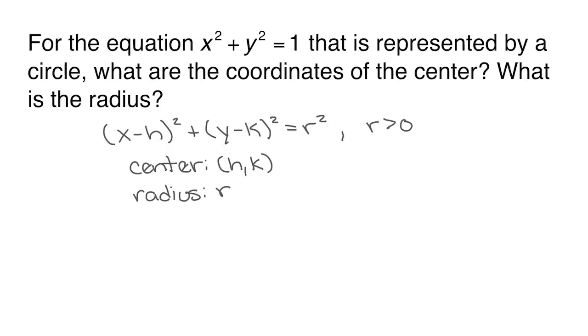In this case, h is equal to 0 and k is equal to 0, and thus the center is the point (0, 0), or the origin. In the equation given, r squared is equal to 1, and therefore r, or the radius, is also equal to 1. So the equation x squared plus y squared equals 1 is represented by a circle with a center at the origin and a radius of length 1.